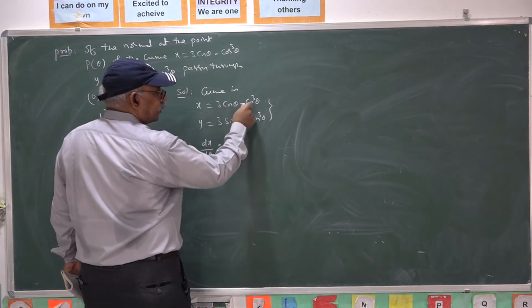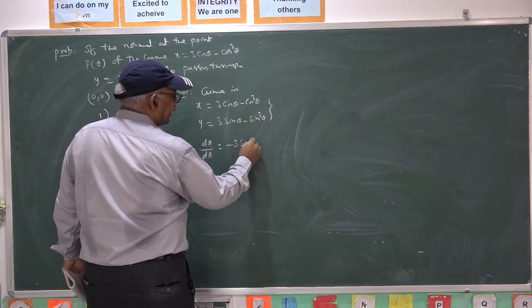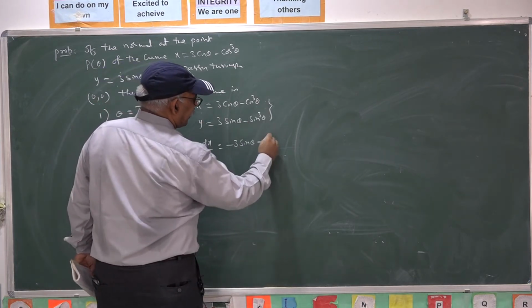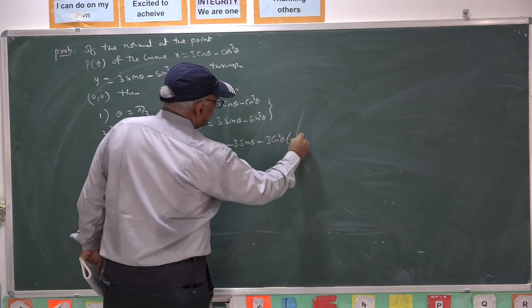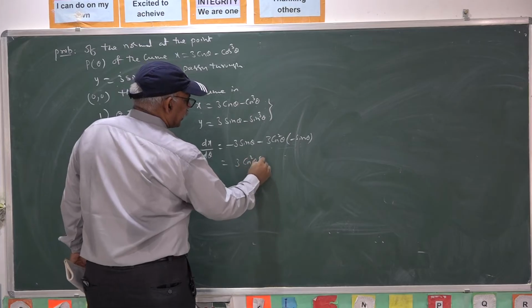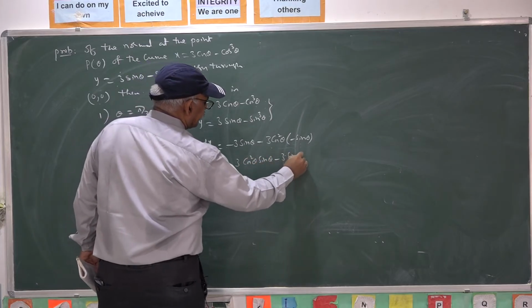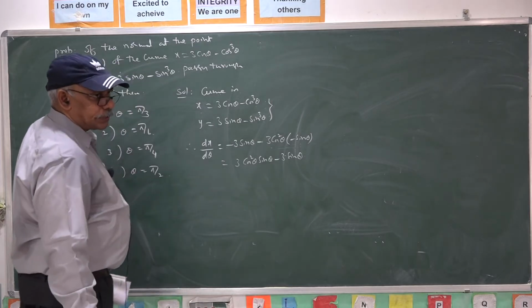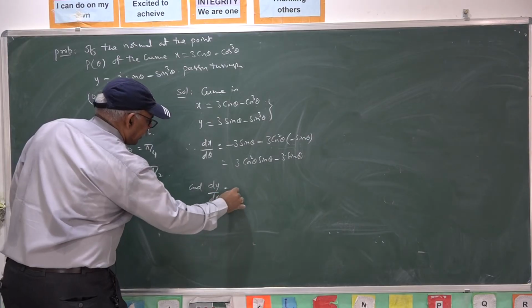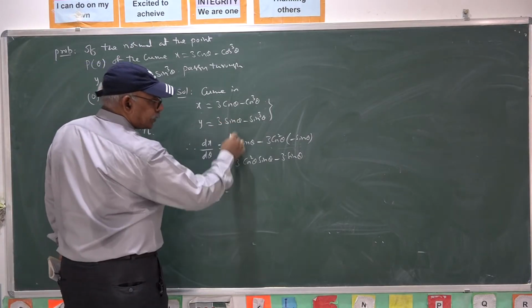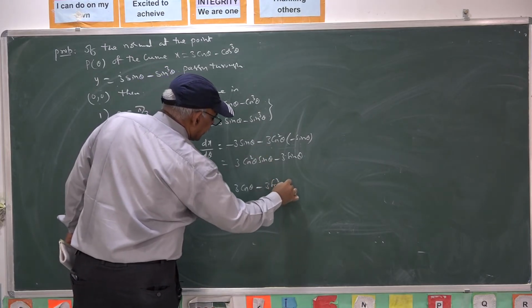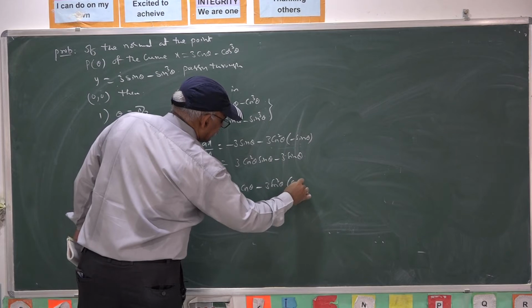taking derivative of this curve. We get minus 3 sin theta. For cos theta, derivative is minus sin theta. For cos cube theta, we get 3 cos square theta into minus sin theta, which is minus 3 cos square theta sin theta. This is our dx by d theta. Similarly, dy by d theta is derivative of 3 sin theta, which is 3 cos theta. For sin cube theta, this is 3 sin square theta, derivative of sin theta being cos theta.